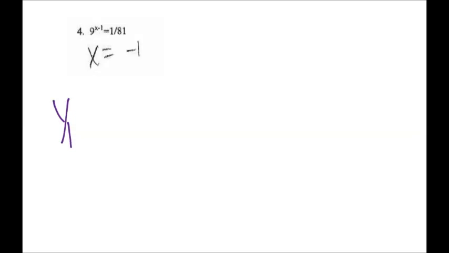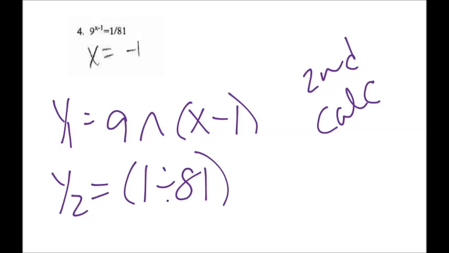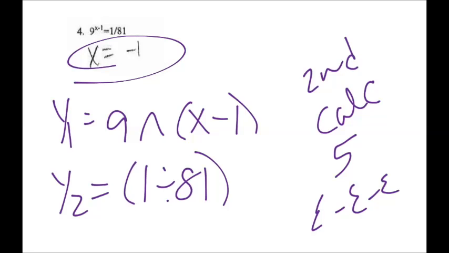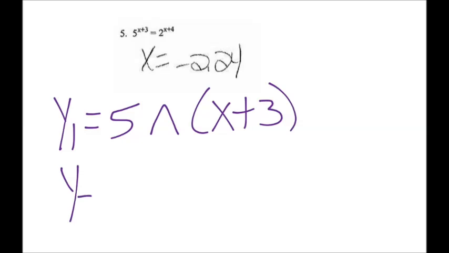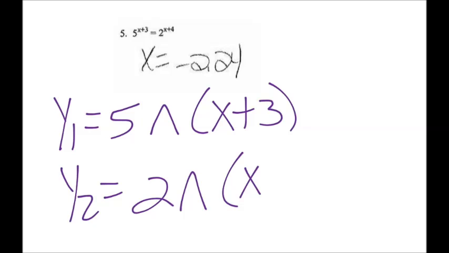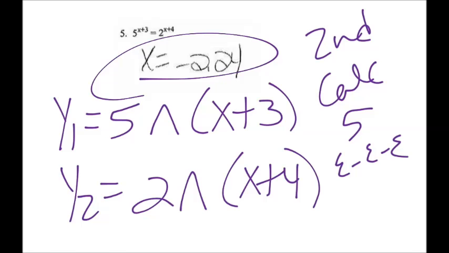You're going to go at y1, and you're going to say 9, rooftop, open, x minus 1, close. At y2, you're going to say open 1 divided by 81. You're going to go second, calc, number 5, enter, enter, enter, and you should get x equal negative 1. So at y1, you're going to do 5, rooftop, open, x plus 3. At y2, you're going to do 2, rooftop, open, x plus 4. You're going to go second, calc, 5, enter, enter, enter, and you should get x equal negative 2.24.